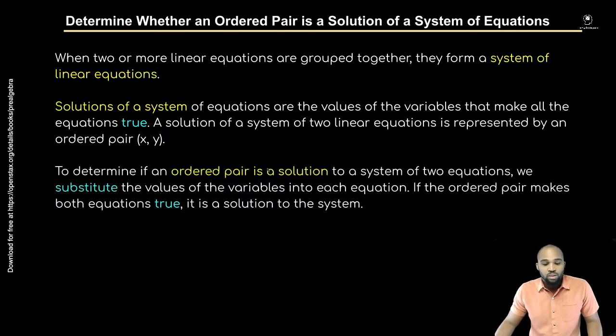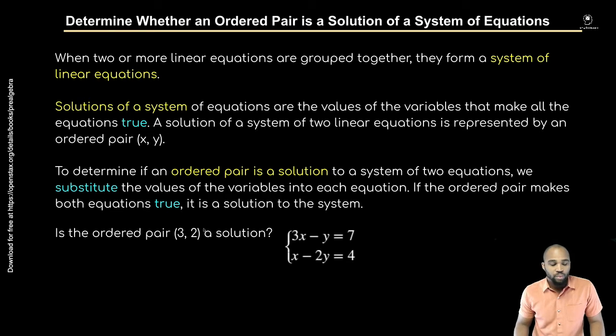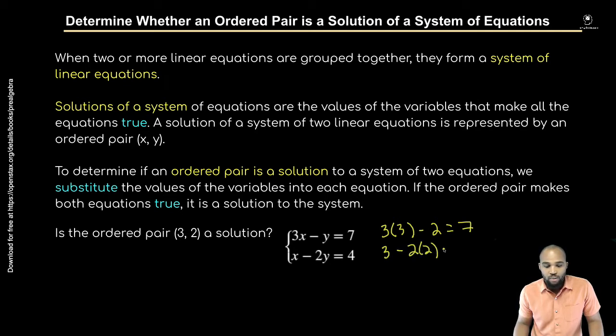To determine if an ordered pair is a solution, you're going to substitute those values to see if they are true, which I just mentioned. For instance, here's an example. Is the ordered pair 3, 2 a solution to this system? To figure that out, all we need to do is plug in 3 in place of x and 2 in place of y. So I'm going to put my 3 here and 2 here, and then 3 here minus 2 times y here equals 4. So in place of my x's I put a 3, in place of the y's I put a 2. Let's solve it and see if it's true for both.